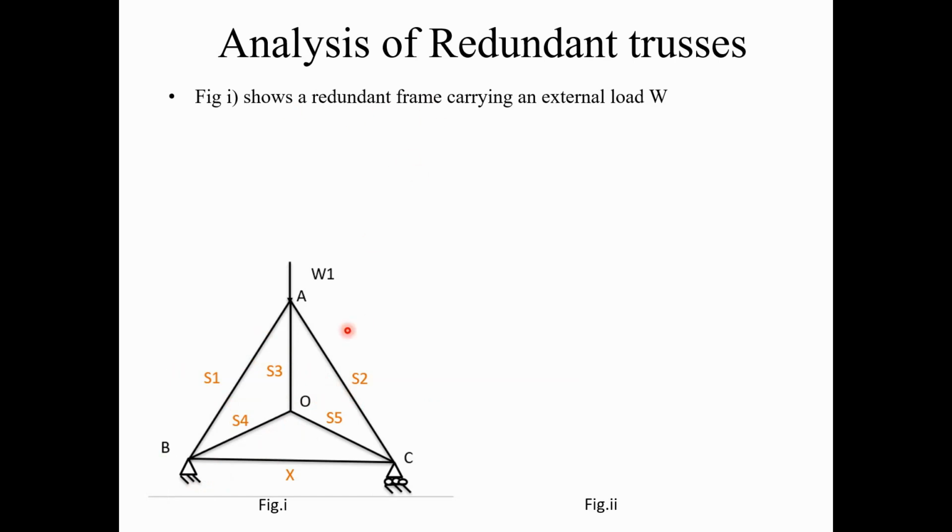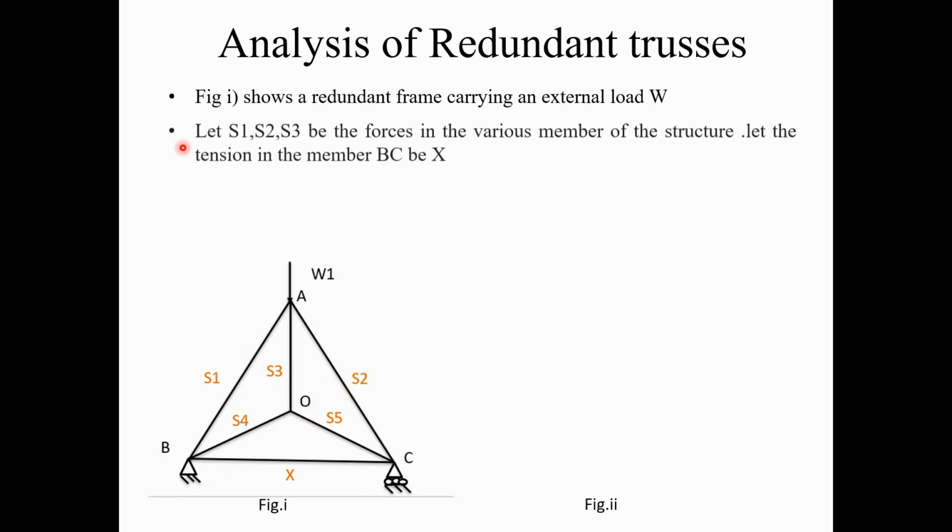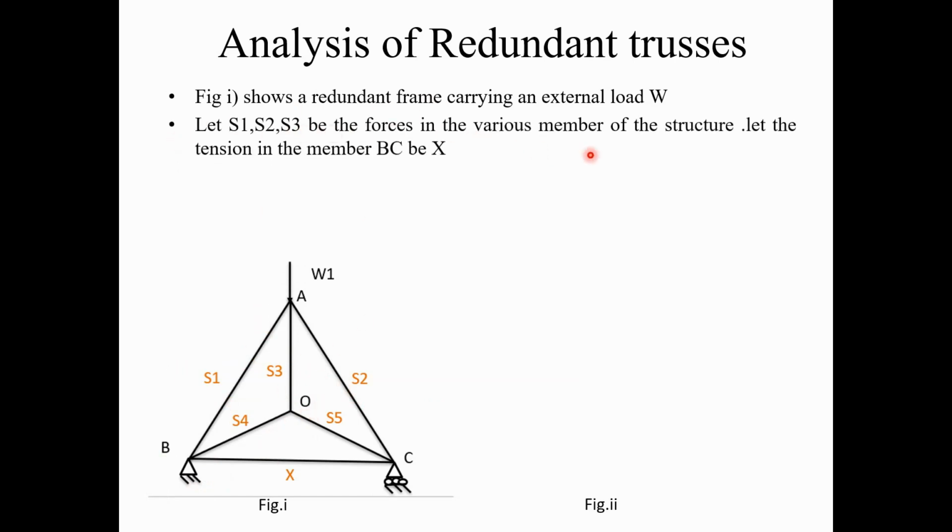So the figure shows the redundant frame carrying an external load, and let S1, S2, S3 be the forces in the various members of the structure. So here S1, S2, S3, S4 and S5 are the forces in the truss because of this applied load W. We call BC a redundant member in the truss, meaning an extra member not required for stability. So we consider BC as the redundant member and the force in the member BC is X, which is unknown here. So we have to find out that unknown redundant force.